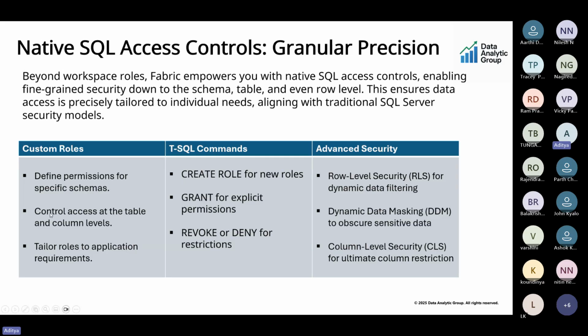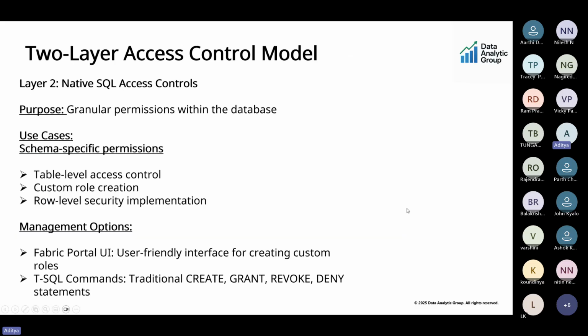So we can create custom rules, like defining permissions for specific schemas and controlling the access, which we will see in the next demo. And we can use native T-SQL commands here in Fabric SQL as well, grant the permissions, and execute T-SQL queries. As I mentioned, we have row level security, dynamic data masking, and column level security at the SQL Server level.